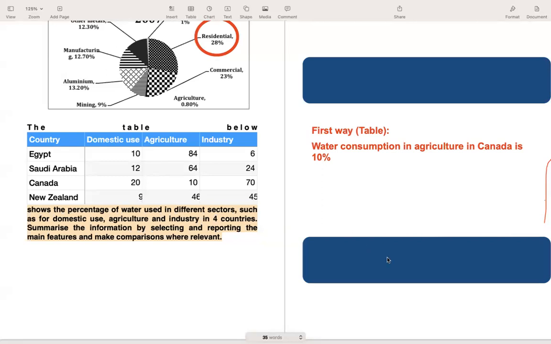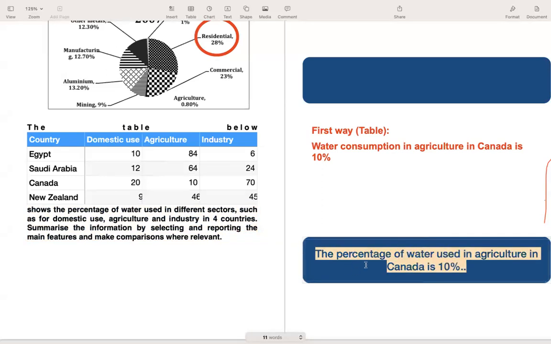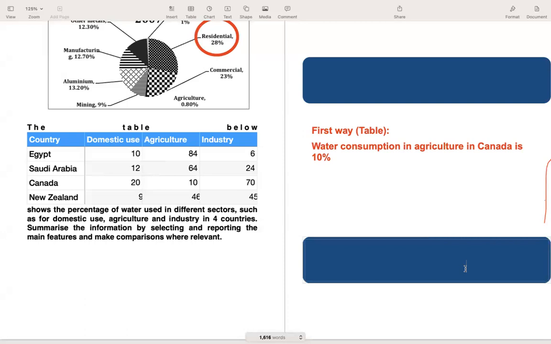Yes, sir. Okay, let's see my sample. The percentage of water used in agriculture in Canada is 10%. That's it. It's the same as yours, no difference. I added "percentage of water consumption". It is correct with it also, without it also. It doesn't make any difference.